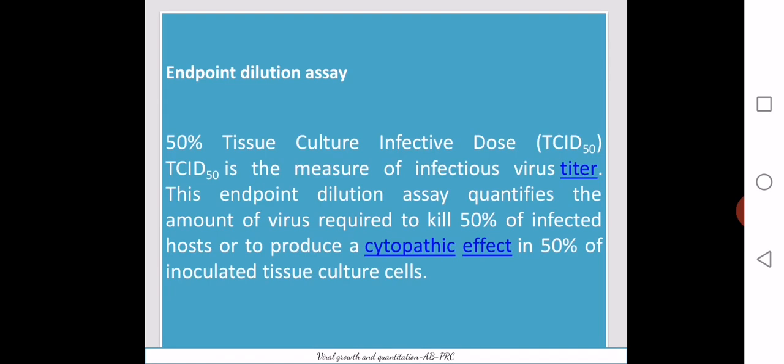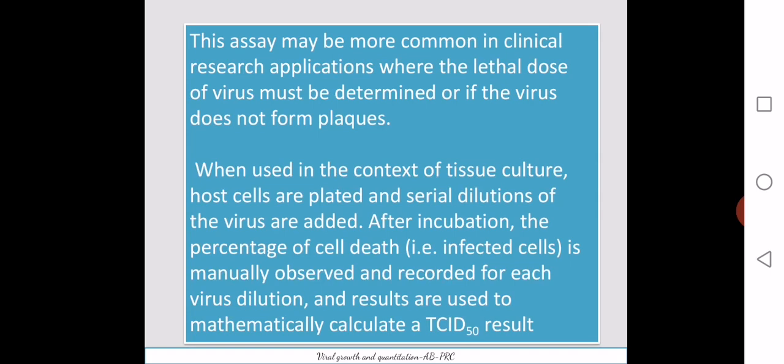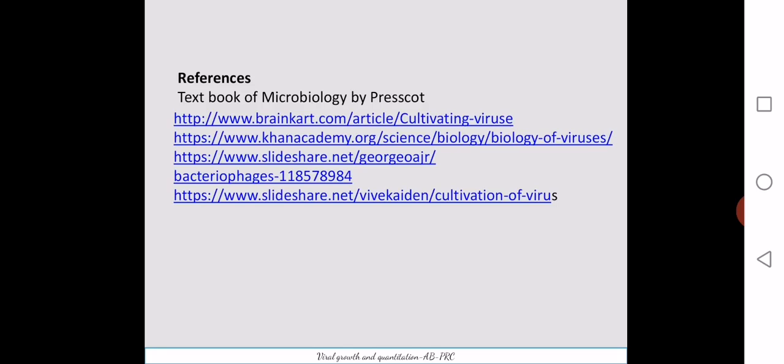Then endpoint dilution is done in the case of tissue culture methods, in which the 50% tissue culture infective dose is detected, and that value is used for the determination of the number. Here we usually follow the cytopathic effect in the inoculated tissue culture cells. It's widely used in clinical research and other purposes. Here also we use the serially diluted sample. So that's about this part of the presentation on viral cultivation, and I hope you can follow. Thank you for listening.